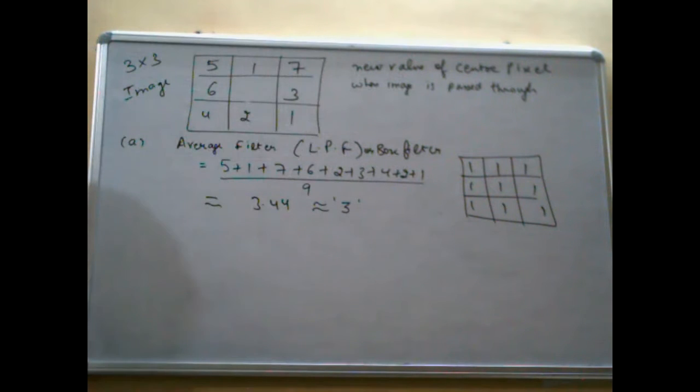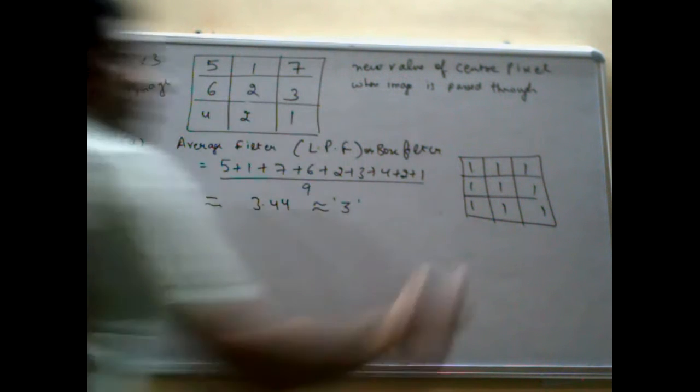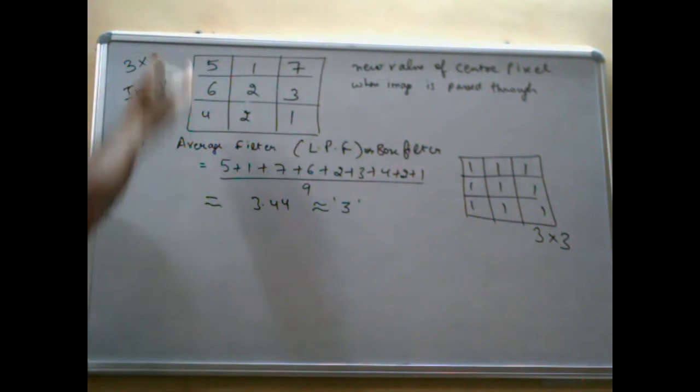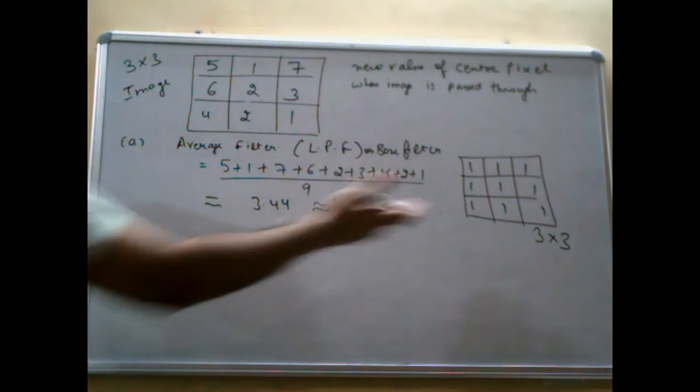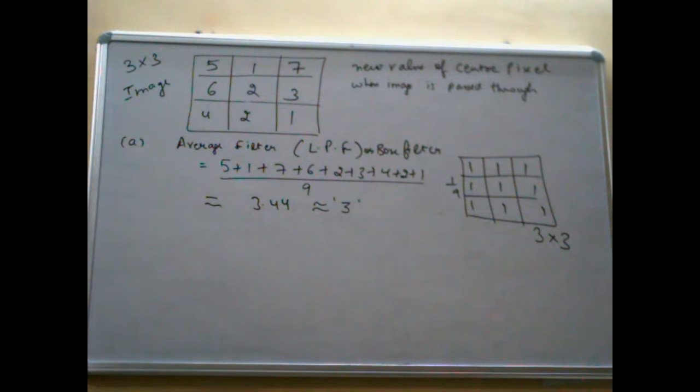Simple averaging means just adding the values and scaling by 1 by 9 if you are using a 3 cross 3 window. Okay. In this case, we have an image that is 3 cross 3 in size, so we obviously will use a 3 cross 3 window only. Otherwise, it will also be mentioned in the question: use a 3 cross 3 filter, 5 cross 5 filter, or whatever. I hope this is clear to you.